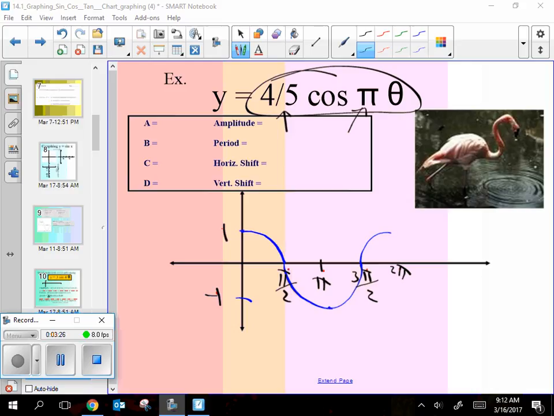Then we change it. This is my new amplitude. It's changing. Instead of just going up to 1 and down to negative 1, now it's going to be 4/5. So all you got to do is multiply by 4/5. And since this is just a 1, 1 times 4/5, it becomes 4/5. And this one becomes negative 4/5.